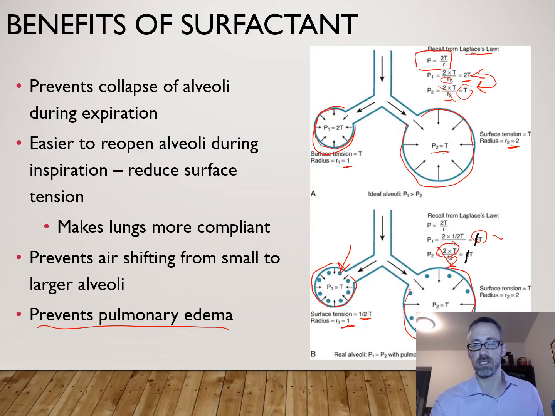So what happens here is that now in both the small alveoli and the large alveoli, the pressure of collapse is exactly the same. No longer is the small one more likely to collapse than the large one, and that's really due to the fact that surfactant is far more effective in a smaller alveolus.